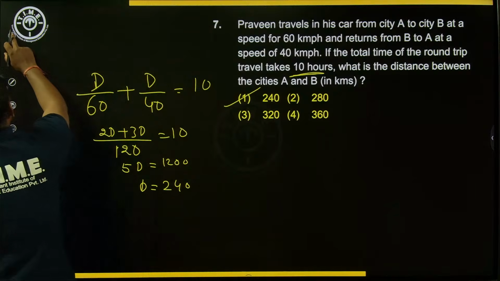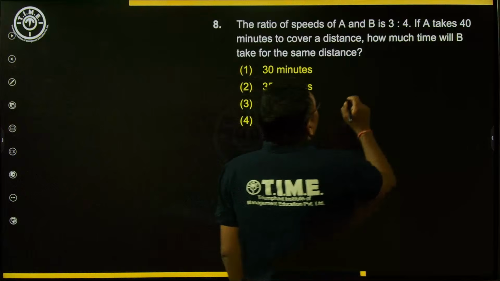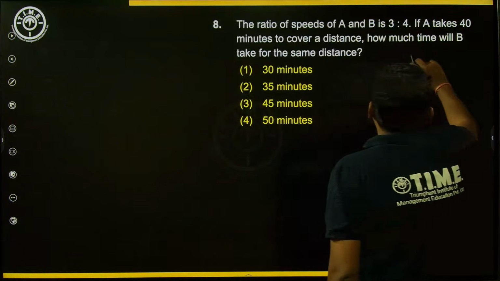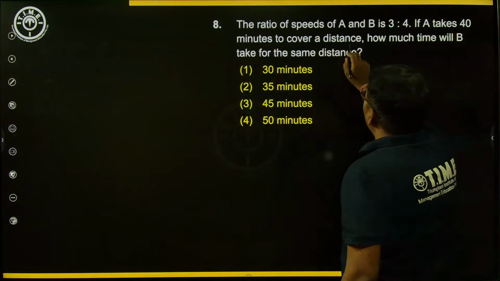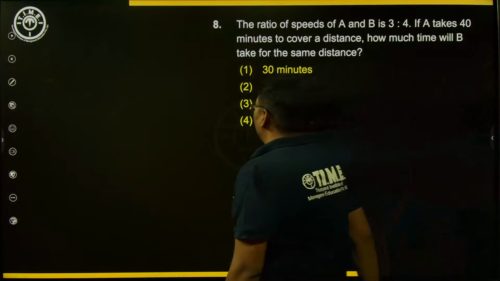Next, the ratio of speeds of A and B is 3:4. If A takes 40 minutes to cover a distance, how much time will B take for the same distance?